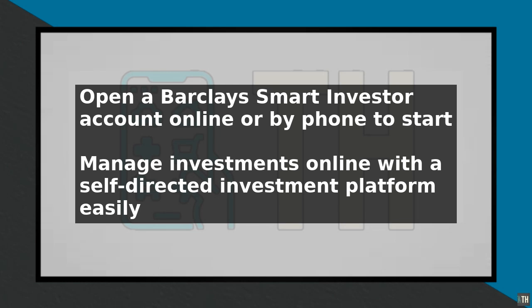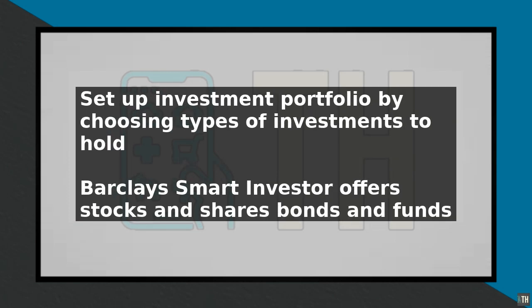The first step is to set up your investment portfolio by choosing the types of investments you want to hold. Barclays Smart Investor offers a range of investment options, including stocks and shares, bonds, and funds. To start investing, you will need to deposit money into your account. You can do this by transferring funds from your bank account or by setting up a direct debit. Once you have money in your account, you can start buying and selling investments.